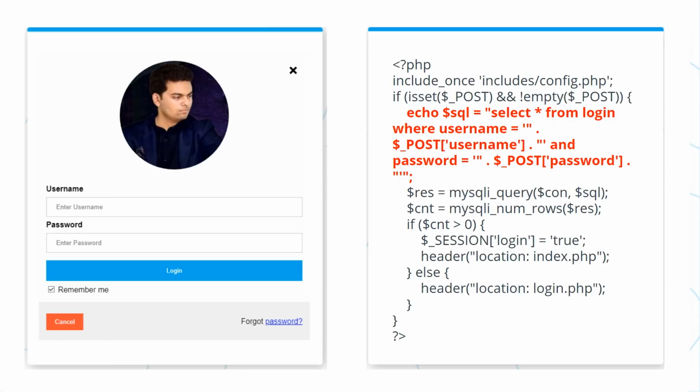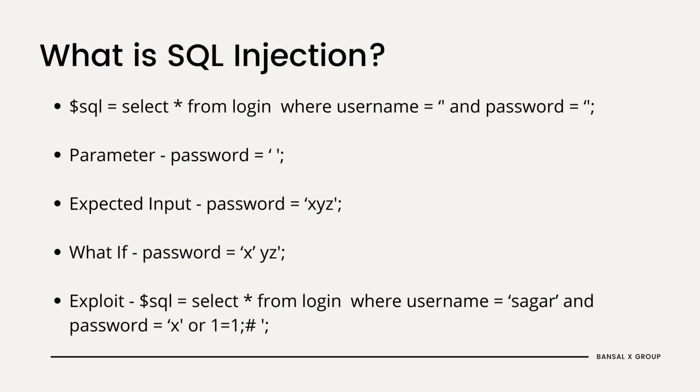Let me make it easier. This is the simplified version of the code. In this code, it's asking: select star from login where username equals something, password equals something. So there is the field username, there is the field password. In a login form, you fill these fields and it goes to the database and checks, hey, is there any user in the login table which has the username of Sagar and password as Bansal? If there is, it will return a result. If there is not, it will not return a result.